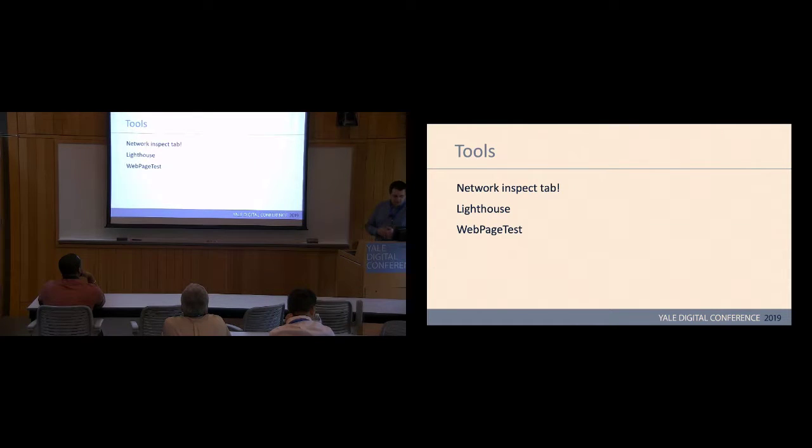Here's some tools. Network Inspect tab, that's the big one. That's the one I recommend everybody uses to review, and we'll take a look at that. Lighthouse is also in Google Chrome, and that has the ability to do some analysis as well. And then WebPageTest is a really cool one. Similar to the Network Inspect tab, it's a website that will actually go from different areas in the world and tell you how your site would perform in that specific region.